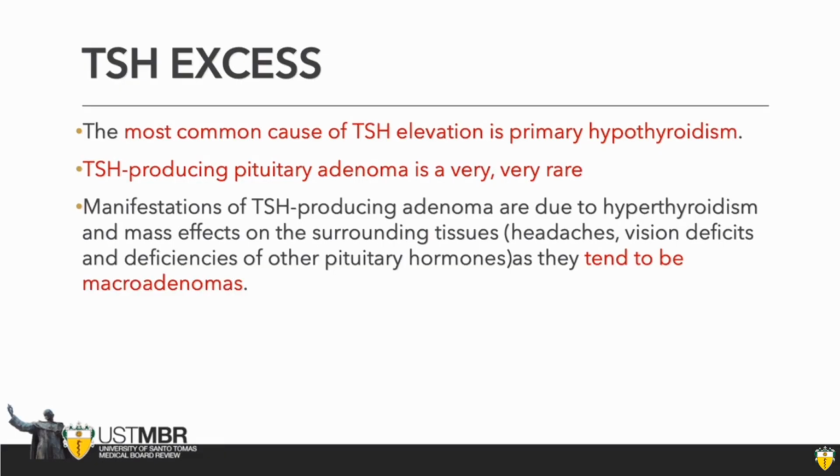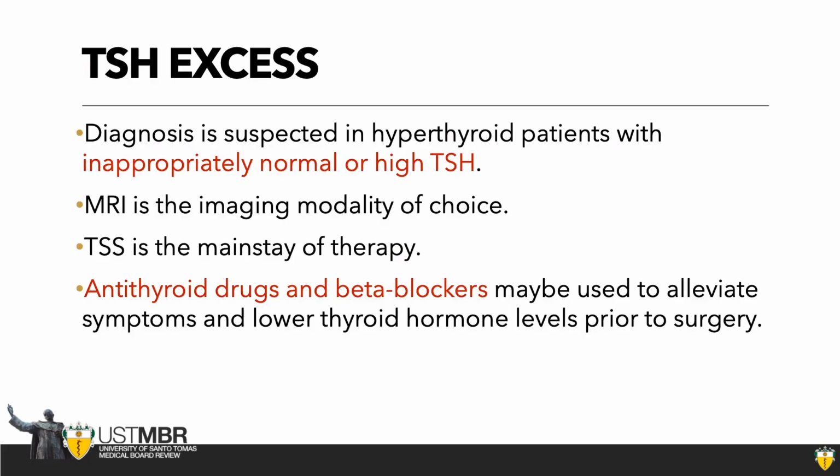A true TSH excess: the most common cause of an elevated TSH is not a TSH-producing adenoma. The most common cause of an elevated TSH is the pituitary responding to hypothyroidism. So if you have primary hypothyroidism, naturally the normal function of the anterior pituitary is for TSH to go up. However, a true TSH excess due to a TSH-producing adenoma is extremely rare. So we know that if the pituitary keeps on pumping TSH, then you're going to have hyperthyroidism. They tend to be big.